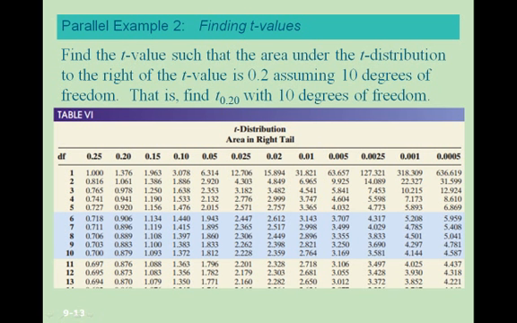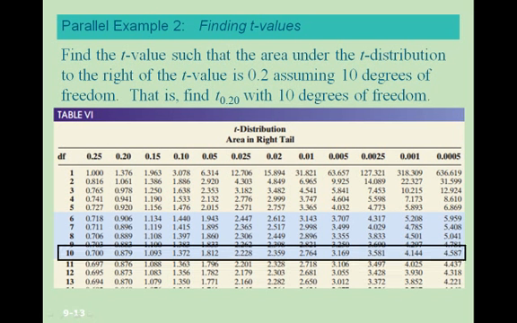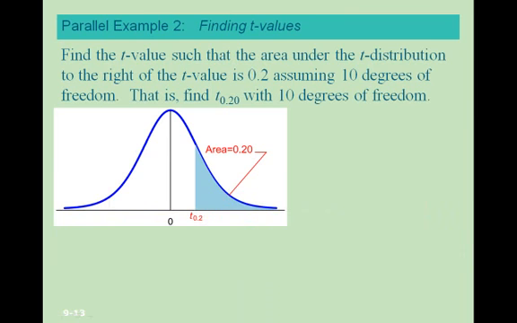So we look at our table 6 for the t-distribution. And we're looking down the degrees of freedom at 10 here. And across the top, the area in the right tail was 0.20. So we see here our value is 0.879. So our t-value, t with a subscript of 0.20, is equal to 0.879.